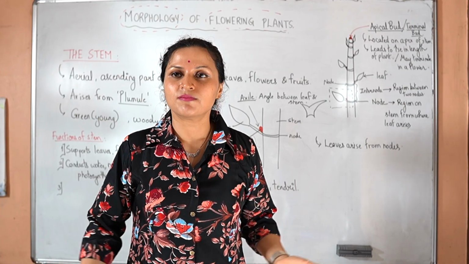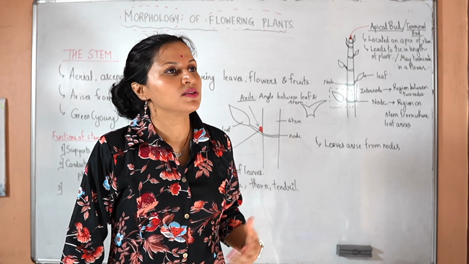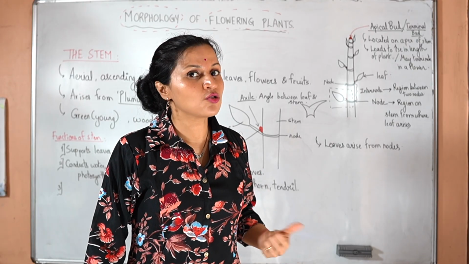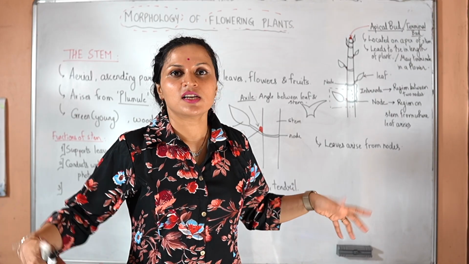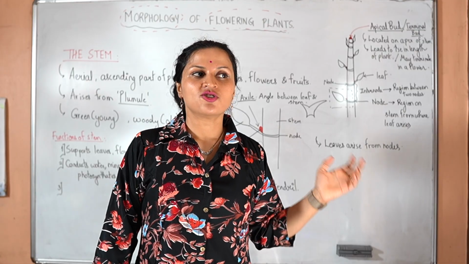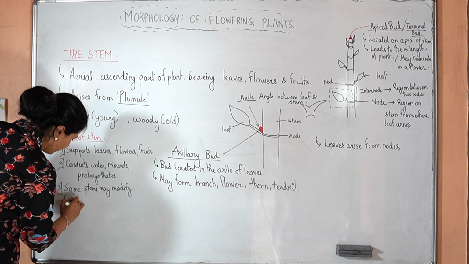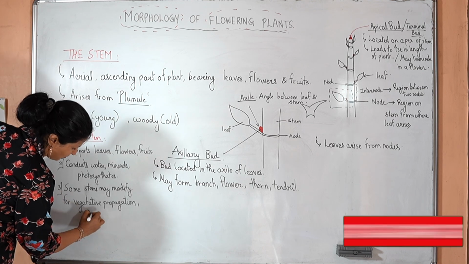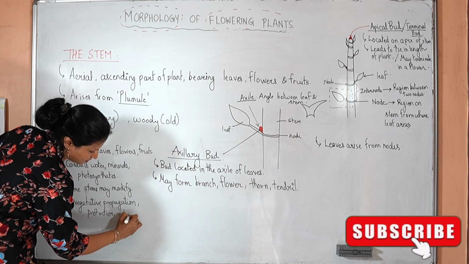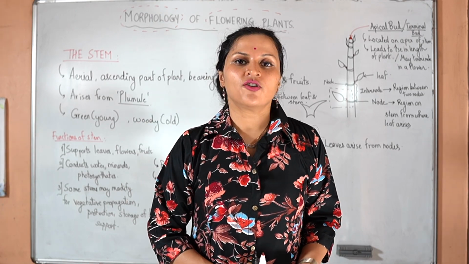There are some stems that may also modify themselves for extra protection to the plant. For example, they may modify themselves into thorns for protection. They may modify themselves into tendrils for extra support. So such modifications may be seen in the stem. Some stems may modify for vegetative propagation, protection, storage of food and for support. So with that we have completed the morphology of the stem.